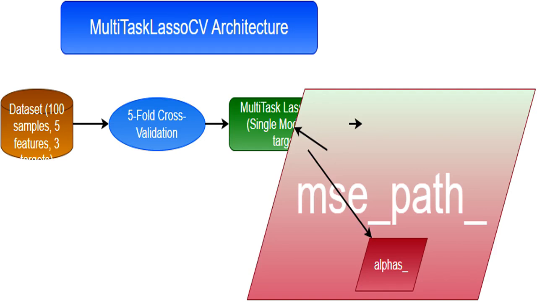The model will calculate the mean squared error, MSE, for different values it tries during its search for the best fit. This helps to decide which setting works the best. MSE measures how far the model's predictions are from the actual values.